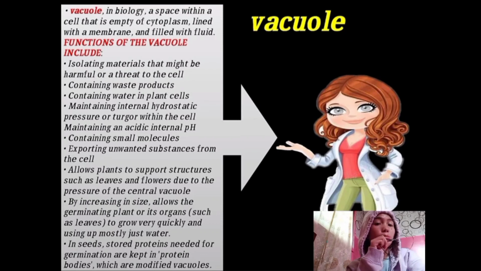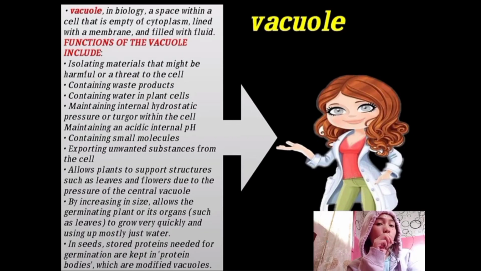Next is allowing plants to support structures such as leaves and flowers due to the pressure of the central vacuole. So it allows plants to build leaves and flowers. The next is that by increasing in size, it allows the germinating plant or its organs such as leaves to grow very quickly, using up mostly just water. It helps the flower to grow faster by just using water.